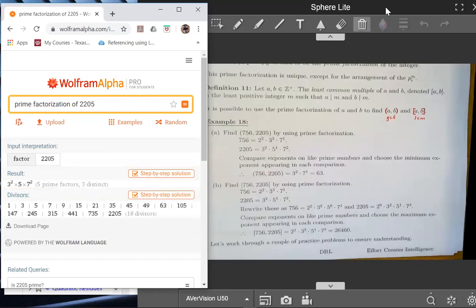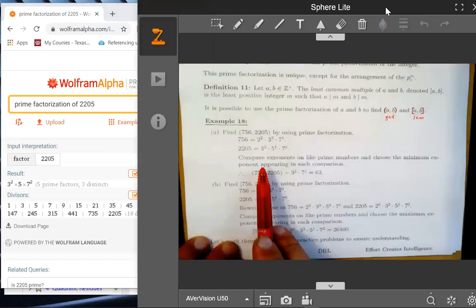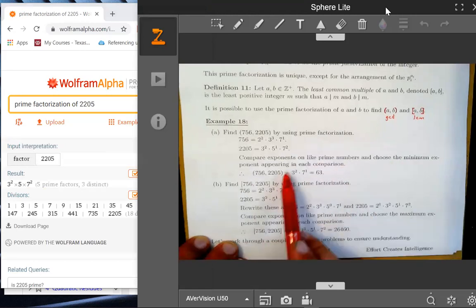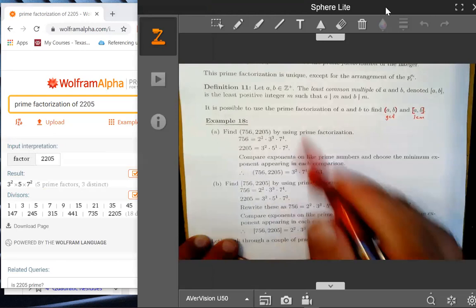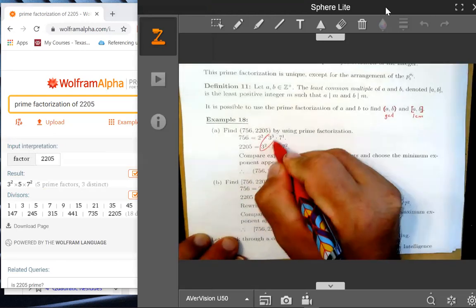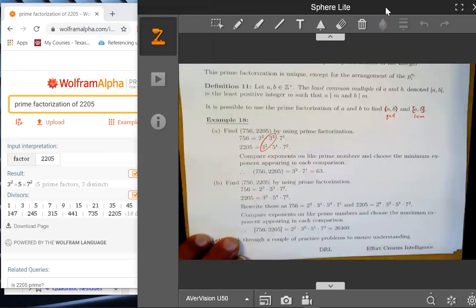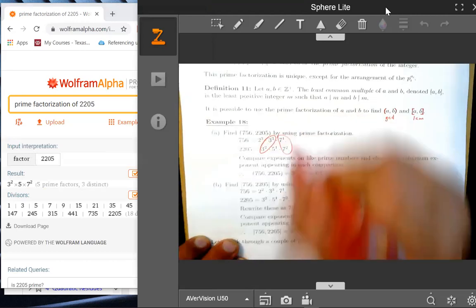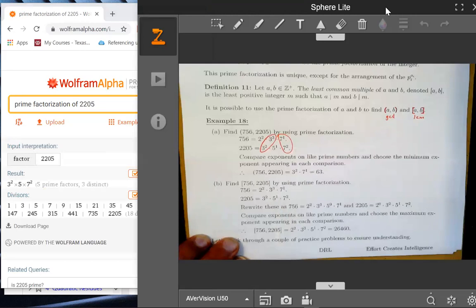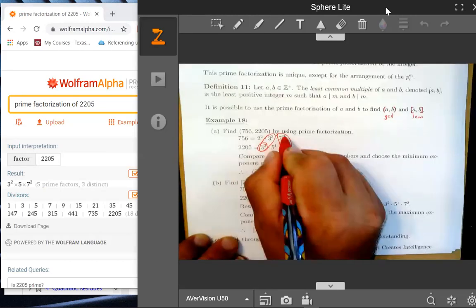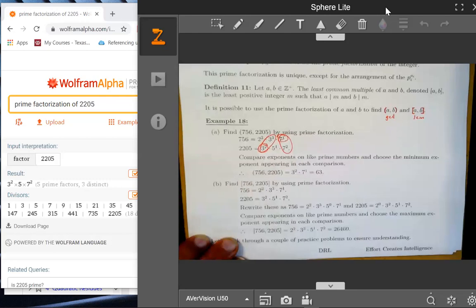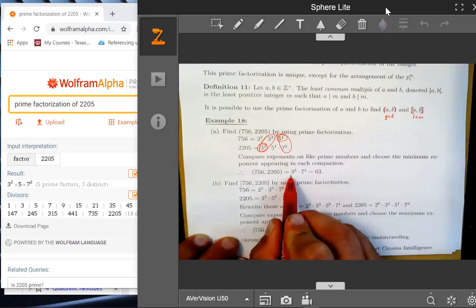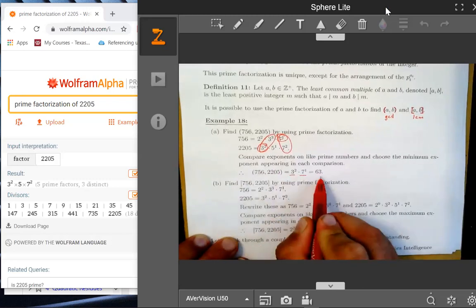Now, how does this work? What we have to do is compare the exponents on like prime numbers and choose the minimum exponent appearing in each comparison. So notice that both of these have a factor of 3 and both have a factor of 7, but we want the minimum exponent, so I'm going to use 3 squared and 7 to the first. So the greatest common divisor is going to be 3 squared times 7 to the first, which is 63.